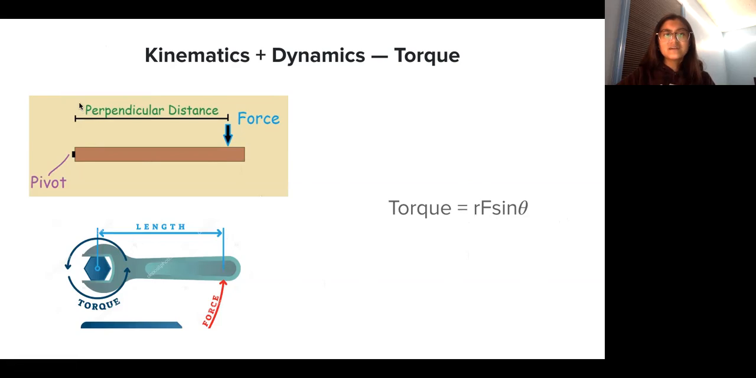So here in green, what they call the perpendicular distance would be equivalent to r. And then F is the force itself. And then theta is for if the force is being applied at an angle. For these instances here, they're being applied at a 90-degree angle, so you don't really need the sine theta. So that's your formula for torque.